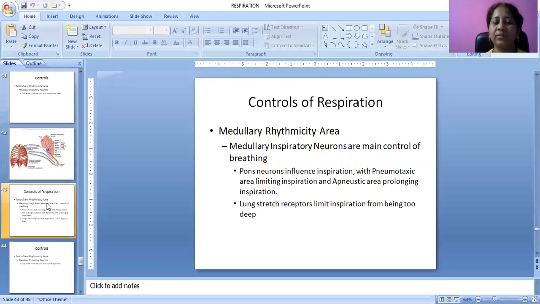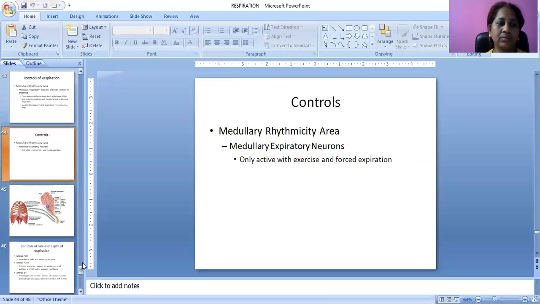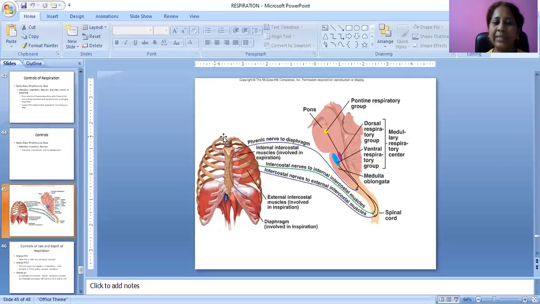Controls of respiration. In this diagram, we can see phrenic nerve to diaphragm, intercostal muscles involved in expiration, intercostal nerves, intercostal muscles, external intercostal muscles. This is the diaphragm involved in inspiration, pontine respiratory group. This is the brain, pons neurons, dorsal respiratory group, ventral respiratory group, medulla oblongata, medullary respiratory center.